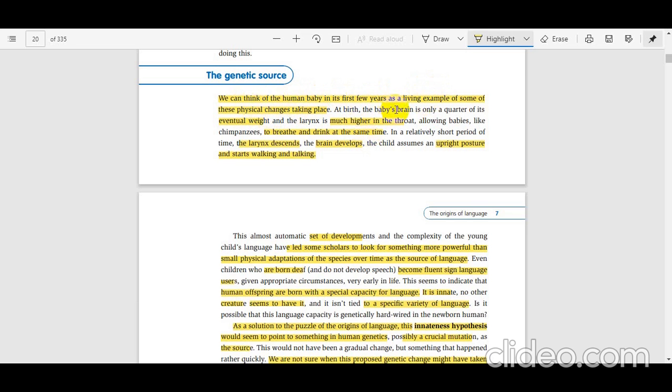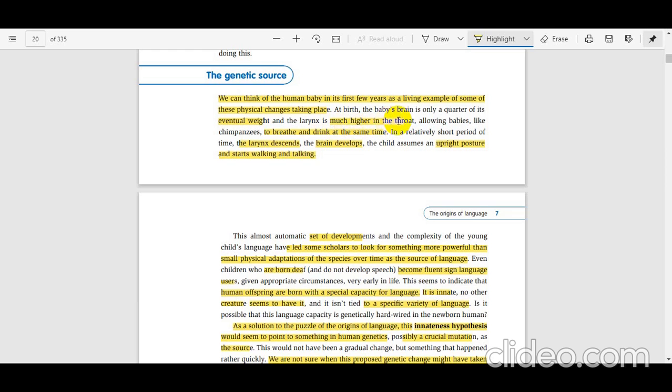At birth, the baby's brain is only a quarter of its eventual weight. Now, this is talking about the weight of the brain of a baby, which is going to be heavier in the next years. And the larynx is much higher. Now, this is about the early position of the larynx when we are first born. The position of the larynx in the throat is different from that of a mature human, or an adult. It is much higher in the throat. You see here, the position of the larynx is much higher.